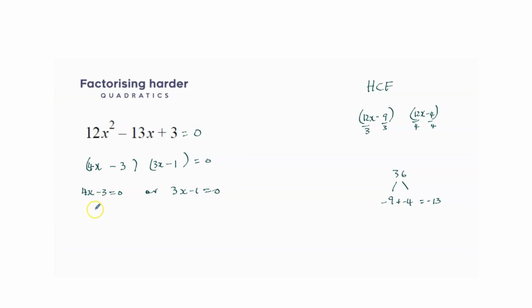Let us add 3 both sides. So we have 4x equals 3, so x equals 3 over 4. And for this one we add 1 both sides. Therefore 3x equals 1, so we divide both sides by 3. So x is 1 over 3.